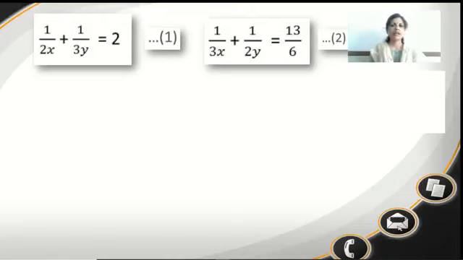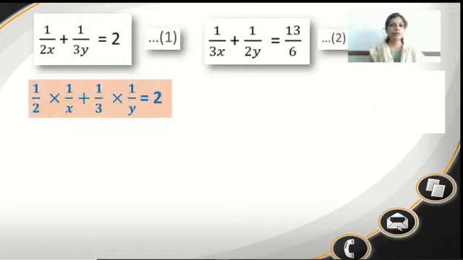As I said, these are our two equations. Now children, equation 1 I can write in this form. Please be careful, just look at this. This is a very important step. So I have written the equation in this manner. 1 upon 2x, you can write 1 upon 2 into 1 upon x, plus 1 upon 3y, we can write 1 upon 3 into 1 upon y, and is equal to 2 as it is.